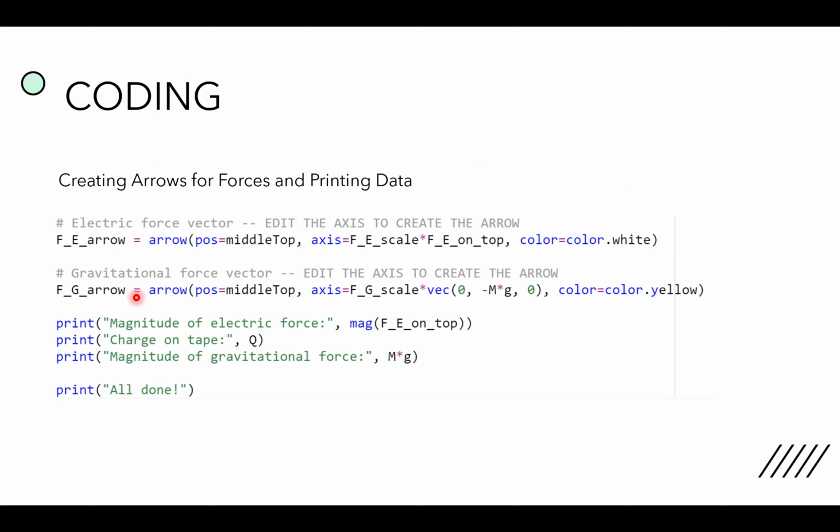Next, this code right here generates the electric force vector, and this code right here generates the gravitational force vector, with it being negative mg in the y direction. And this code right here prints out some necessary statements.